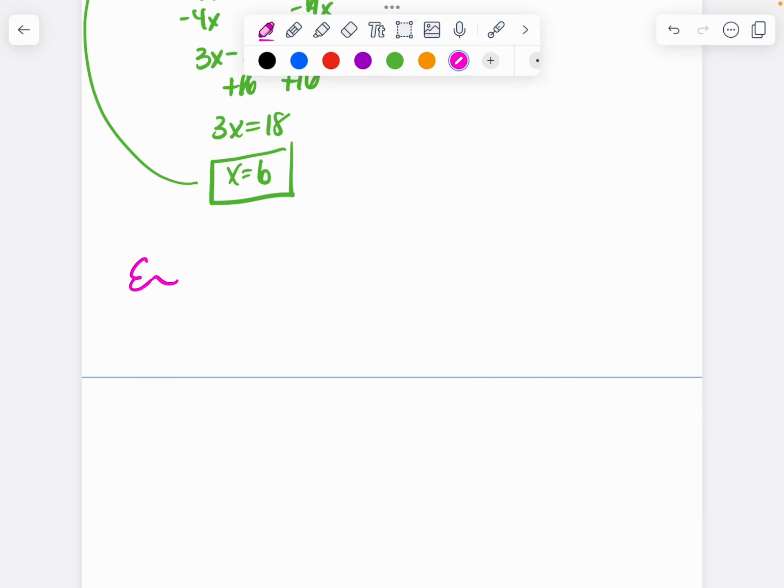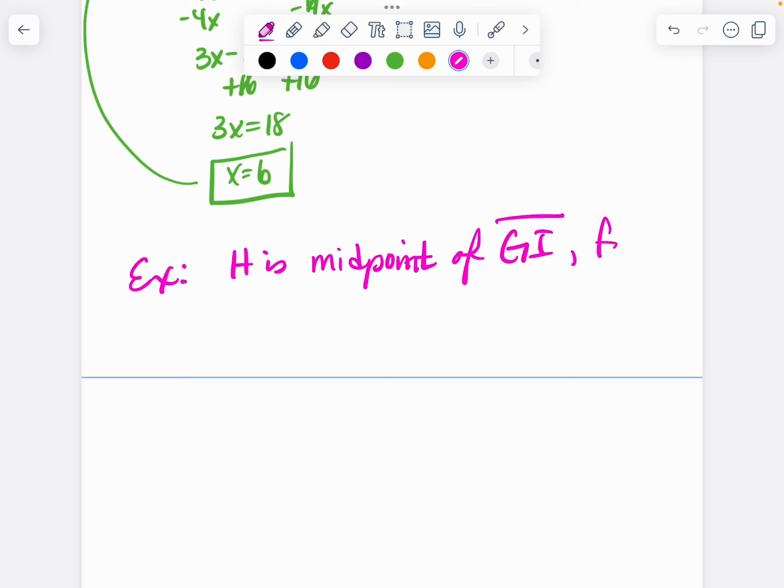Let's do it again. This time, H is the midpoint of GI, and I want you to find GH. I ran out of paper, ran out of room. So here's your diagram.